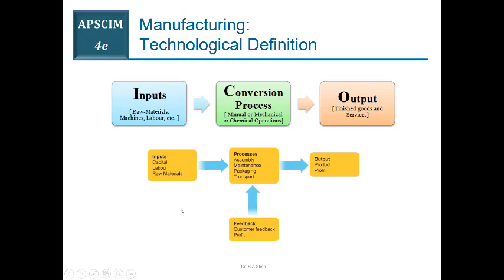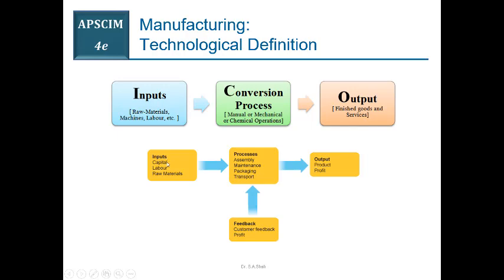This is another schematic of that technological side. So you have inputs and outputs, and in between you have a manufacturing system where you see the conversion processes. So inputs are the raw material and machines, as I said. The conversion processes can be mechanical, they can be chemical operations, they can be manual or they can be automated. And finally, you get the output in the form of a finished product.